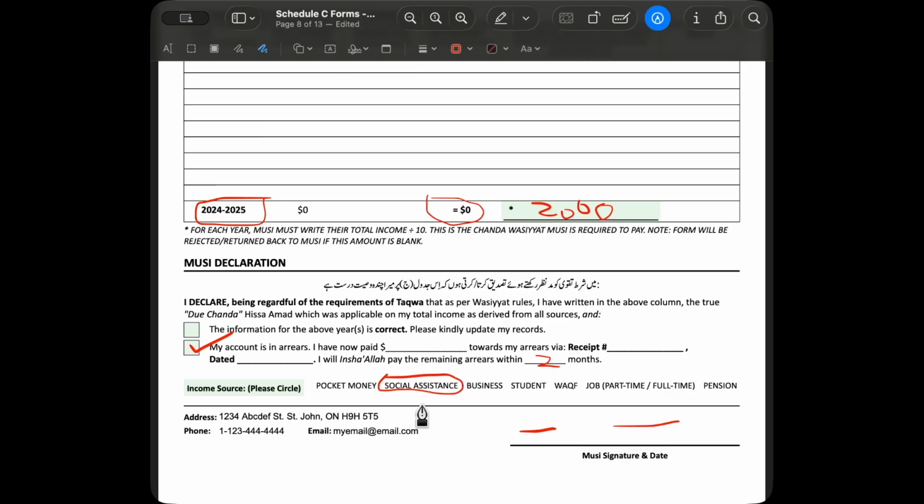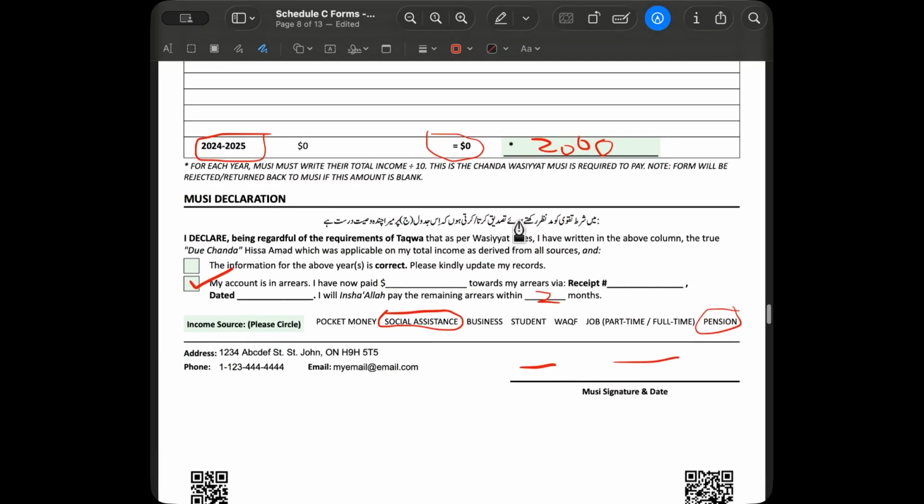Anyone who is on social assistance or on pension cannot declare $300 as their Chanda Wasiyat. They must declare 1/10 of what they receive from social assistance or pension. $300 is not an acceptable amount for anyone who is on social assistance or pension. So be careful when you are declaring your Chanda Wasiyat amount here.